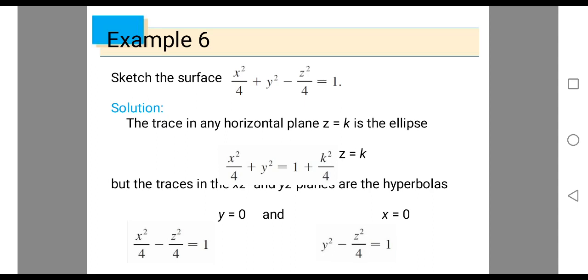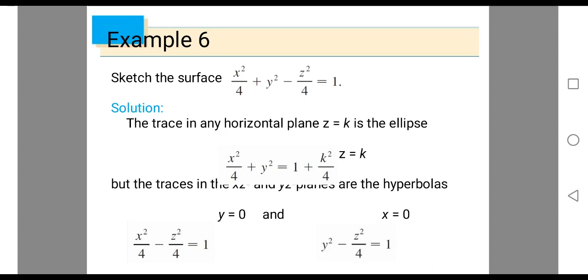Okay, we head towards the solution. As we see, the trace in any horizontal plane z equals k is the ellipse, right? So x squared by 4 plus y squared equals 1 plus k squared by 4, because we have just shifted z squared by 4 to the right hand side and we have replaced the z with k, right? But the traces in the xz and yz planes are hyperbolas.